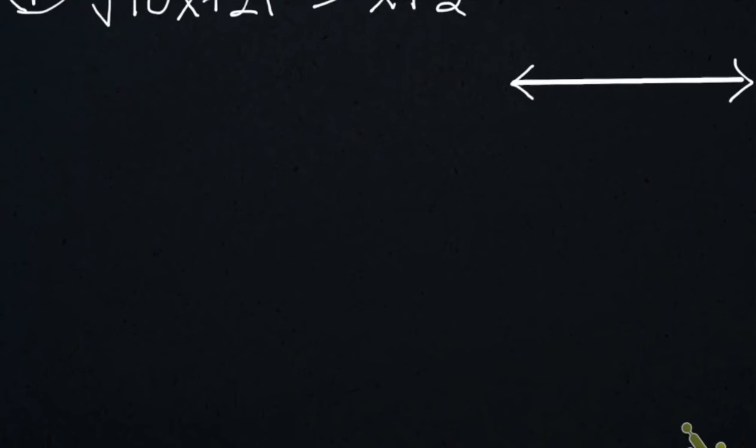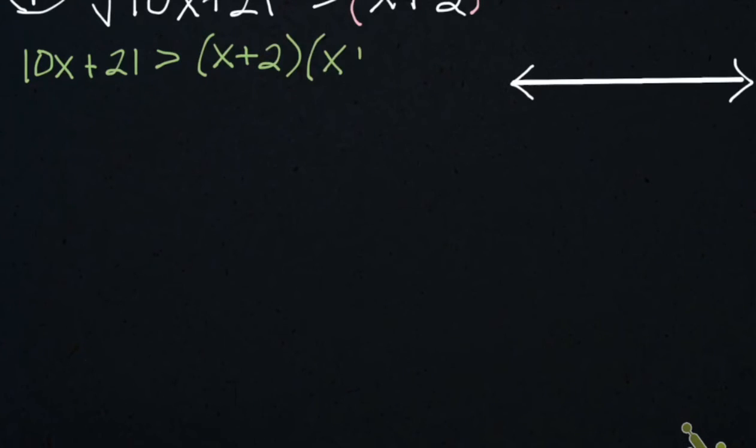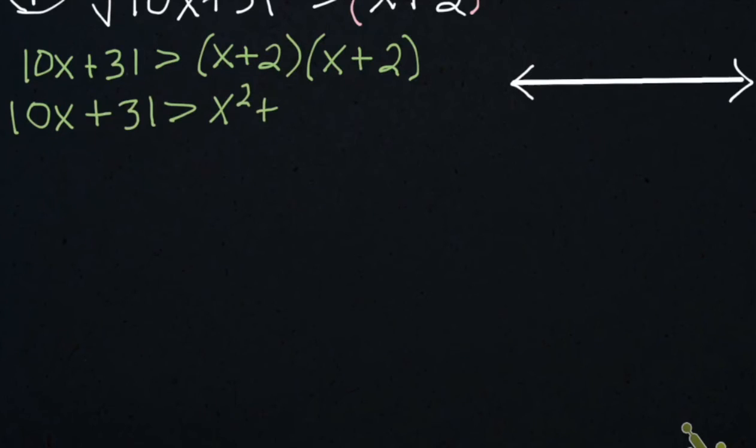Number 12. Let's put those two terms on the other side in parentheses. The radical is by itself, so we're going to go ahead and square both sides. We're left with 10x plus 21 greater than the binomial squared, x plus 2. Remember, when you have a binomial squared, you simply write it twice. Now we need to multiply it out and simplify. So I have x squared plus 2x plus 2x plus 4.